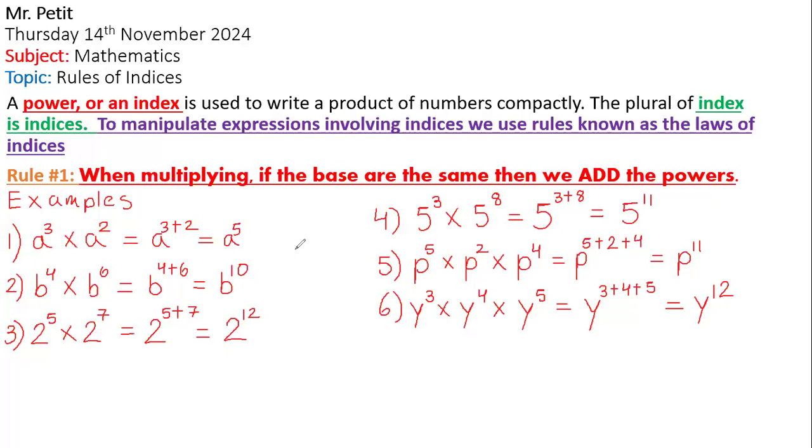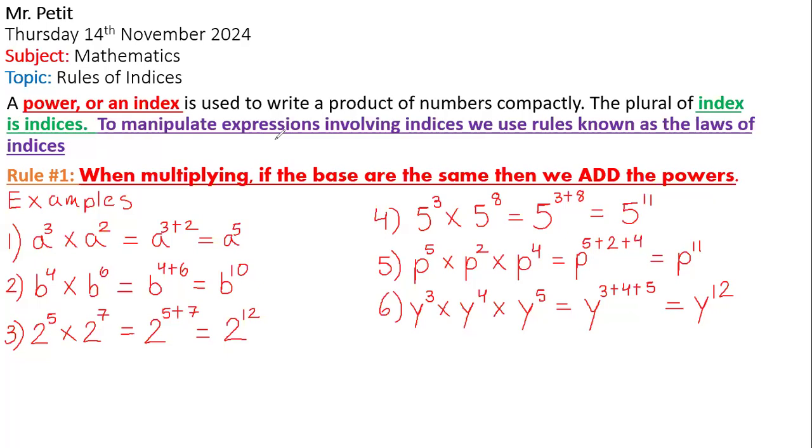Go ahead, Caleb. If the base numbers are different, then we have to use a different rule.